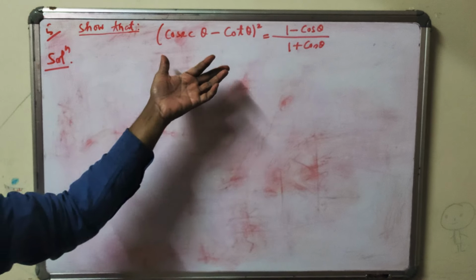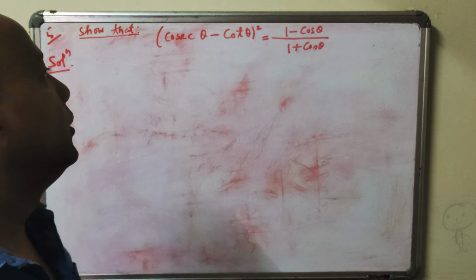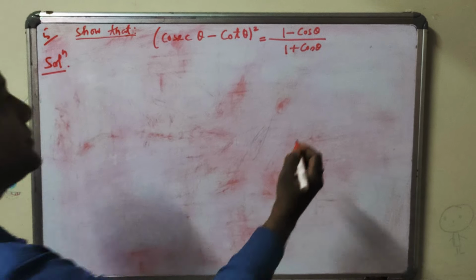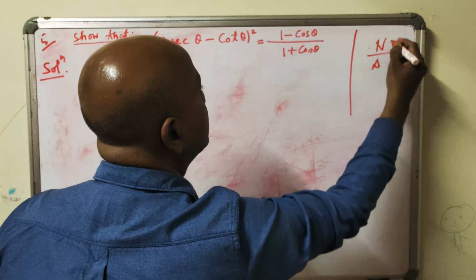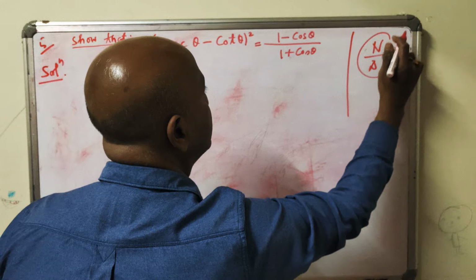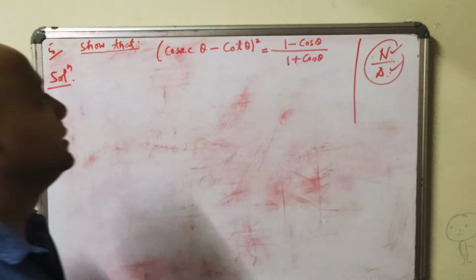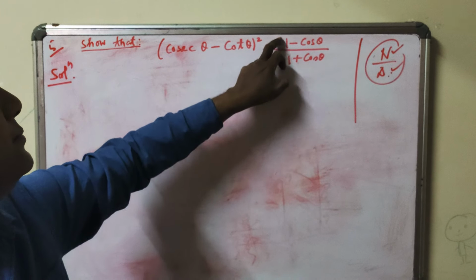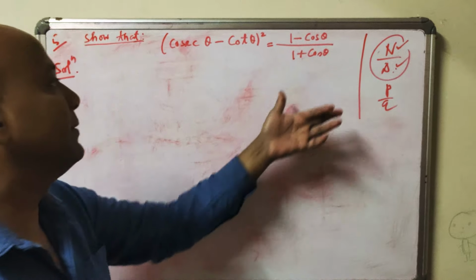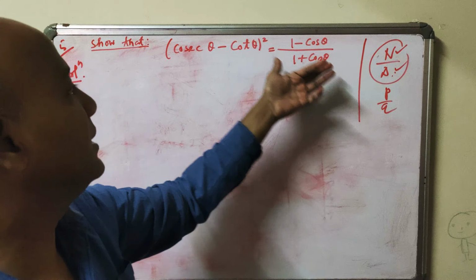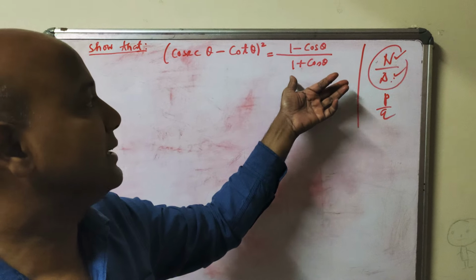See, here two parts are given. This is the left hand side, and this is the right hand side. Always go for the part which is in the form of numerator by denominator, p by q. This part is in the form of p by q. Always take the p by q part. Here p by q might be in the right hand side, or in the left hand side also.